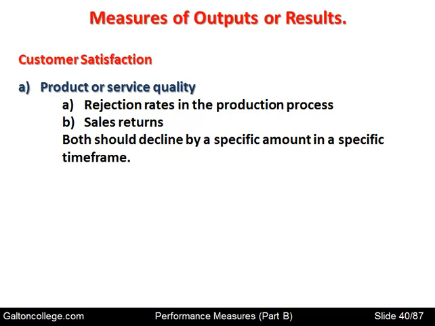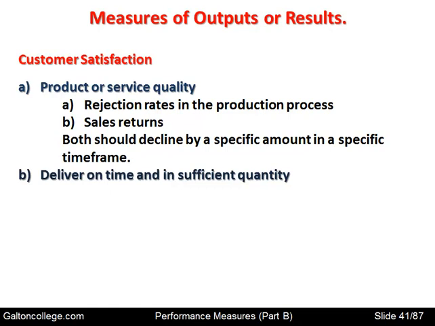Both of these should decline by a specific amount in a specific time frame. So the company should set itself the target of ending sales returns so that the customers are fully satisfied with their purchases, they're happy with their purchases. In fact, they would recommend the product and there will be return sales. That's the objective. So to reduce the sales returns by a certain proportion over the coming weeks or months or whatever, and eventually get rid of the sales returns because the customers are so happy with the product.